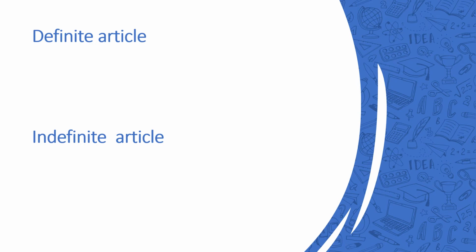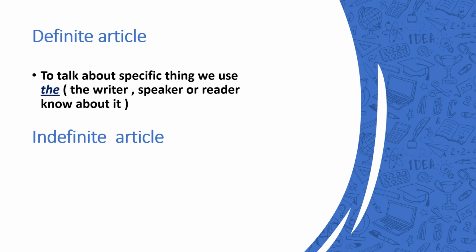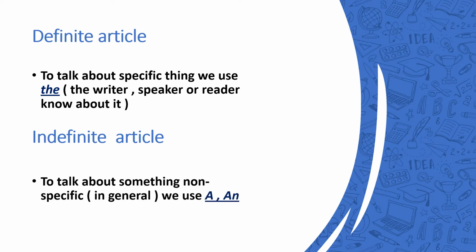So the first use of the articles: the definite article is used to talk about specific things. So we use the so the writer, speaker, or reader knows about it. But the indefinite article is used to talk about something non-specific or in general. So we use a or an, and we talked about the difference between a and an: an with the vowel letters and a with the consonant.